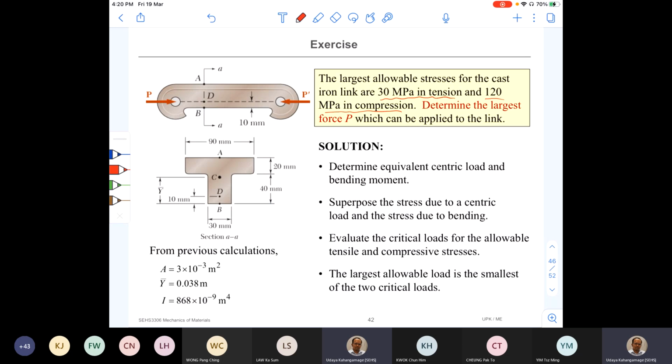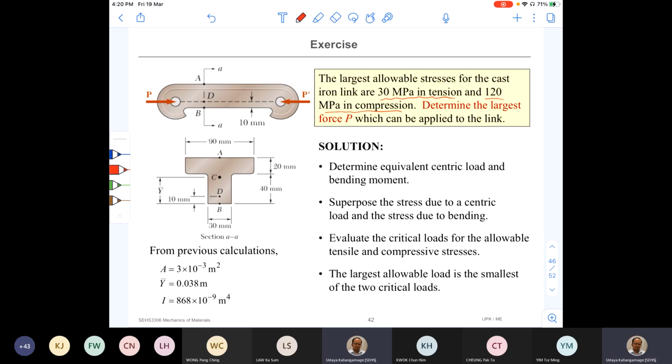Determine the largest force P which can be applied to the link. Okay, so the load P is a compressive force, right? It's not pulling, it is pushing force. So once you apply the compressive force P there, internally there are going to be stresses, but that stress is not uniform in the cross section. Why is it so? Because load P is not applied through the geometric center. If the load is applied to the geometric center, then there won't be any bending.